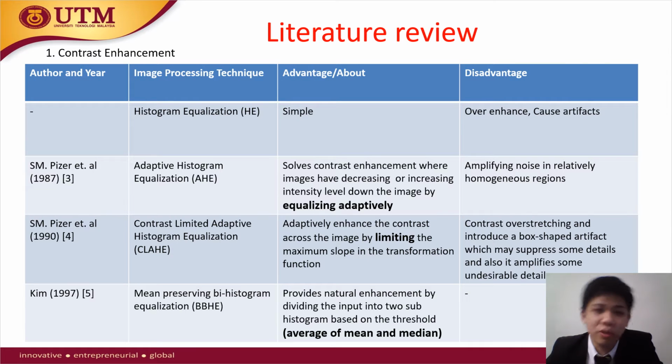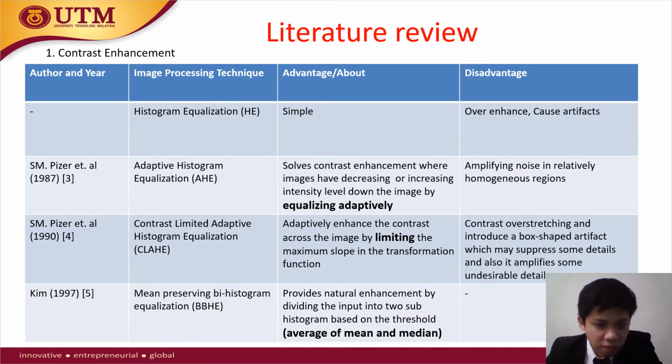Let's see the literature review for the contrast enhancement. At first, the histogram equalization, which is generally used by a lot of people. It is simple, however, it causes artifacts. Secondly, adaptive histogram equalization developed by Pizer. It solved the images that have increasing and decreasing intensity down the image. Thirdly, he developed CLAHE, which is contrast-limited adaptive histogram equalization.